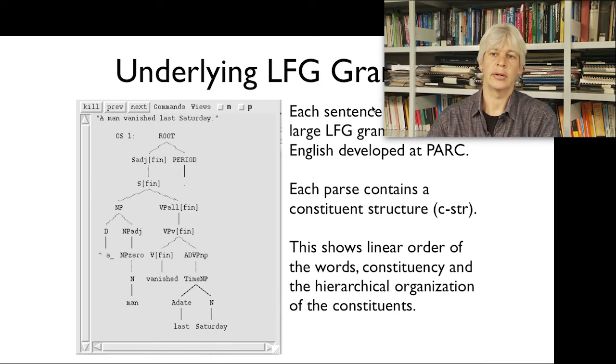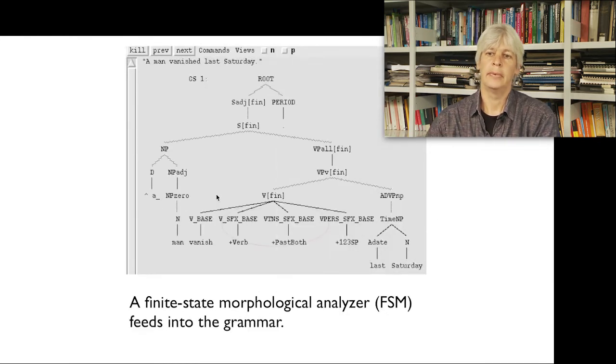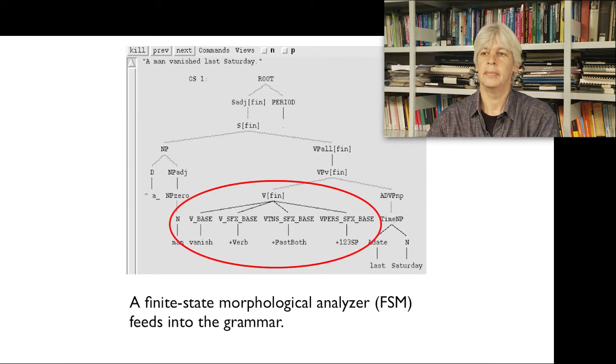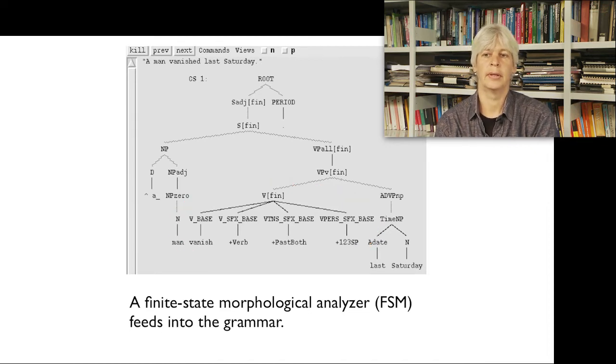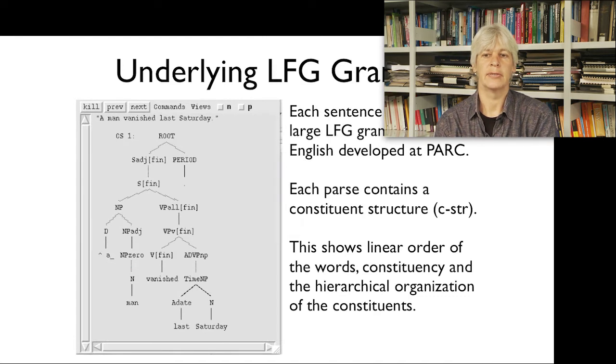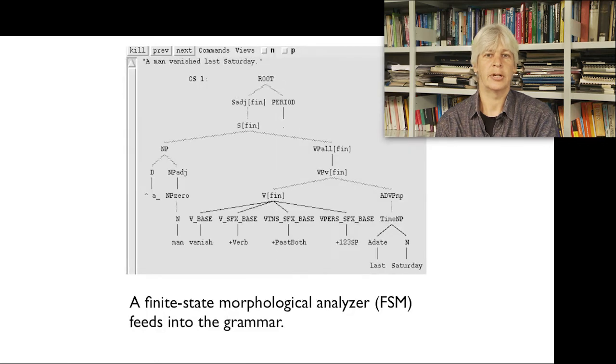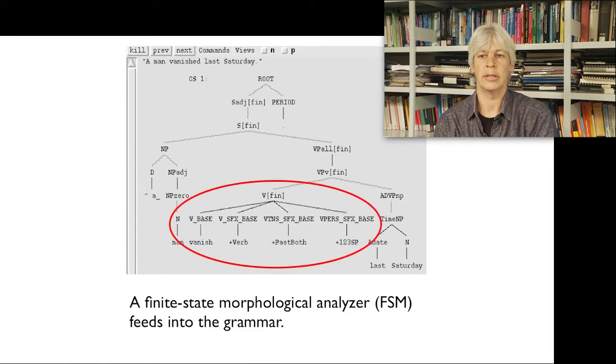You can see the hierarchical organization. You can see various other things. What you can also see, if you click on a further node, if you look at vanished, is that there's a finite state morphological analyzer that is feeding into the grammar. Where it said vanished before, there it just says vanished. If you click on that and ask to see the morphological analysis, it'll give you this.